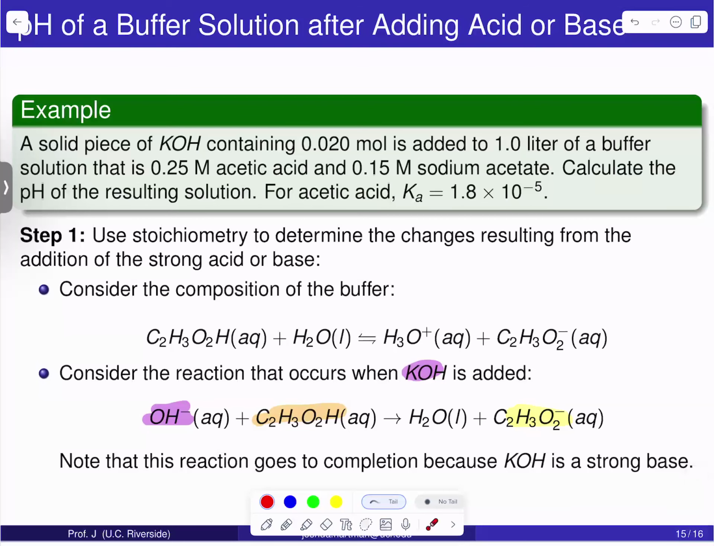Okay, so to see that in action, let's focus in on step 1 first. We're going to use stoichiometry to determine the changes resulting from the addition of an acid or base. So remember the composition of our buffer, same as our previous problem earlier in the lecture video, we have acetic acid dissociating here. Now we're adding, highlighted in purple here, KOH, strong base. So we're effectively adding OH minus, and that OH minus will react with our acetic acid to form acetate anion. And again, because KOH is a strong base, this reaction is going to go to completion.